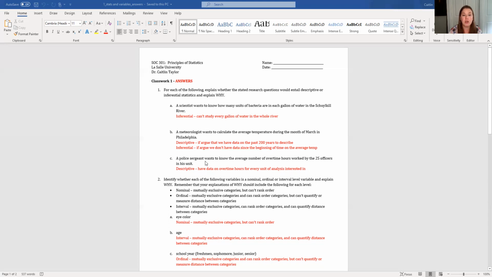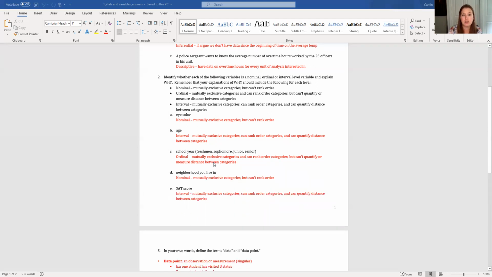This third one then: a police sergeant wants to know the average number of overtime hours worked by the 25 officers in his unit. Is it feasible or likely to have data on the number of overtime hours for all 25 of those officers? Yes, this is something a police sergeant should have access to. So we would use descriptive statistics. We wouldn't need to take a sample, so it wouldn't be inferential. Okay, so I hope that's helpful for practicing descriptive and inferential statistics.